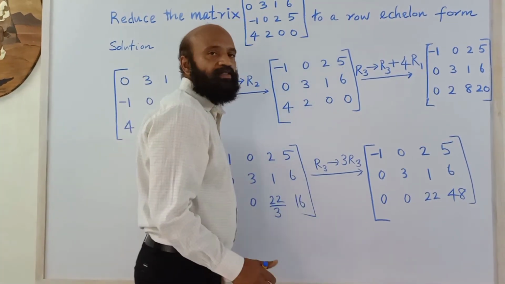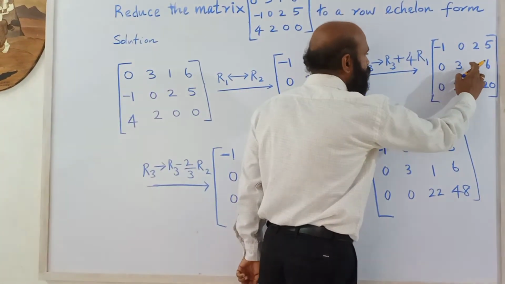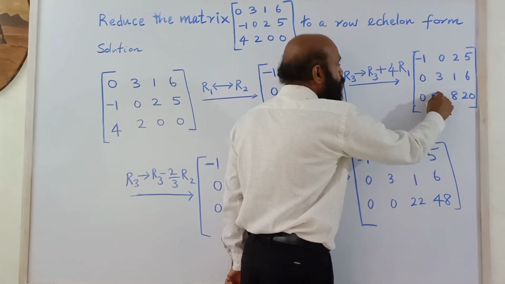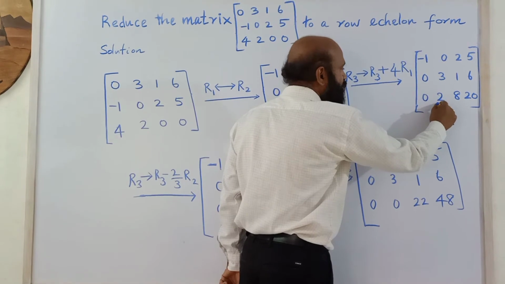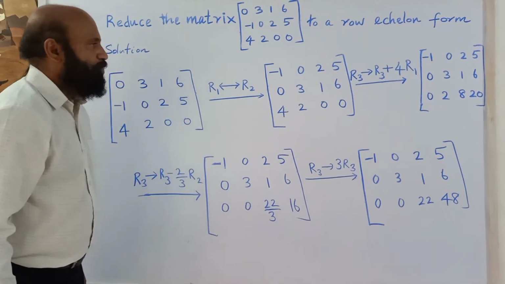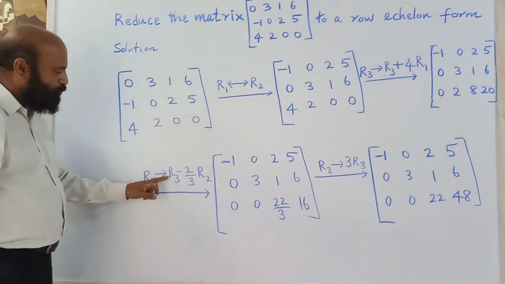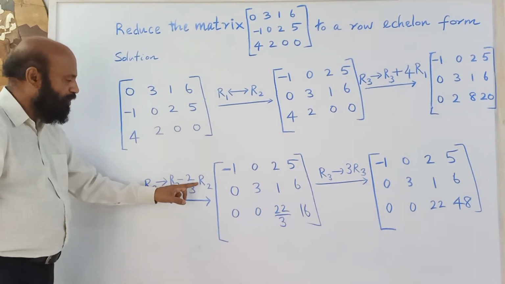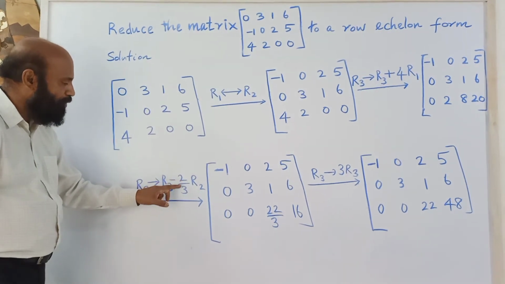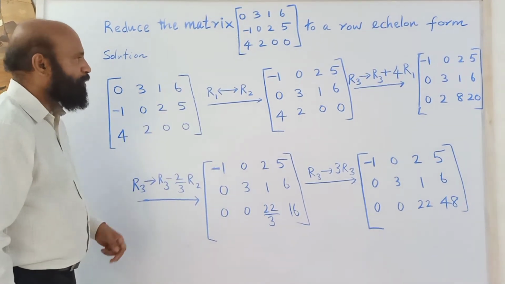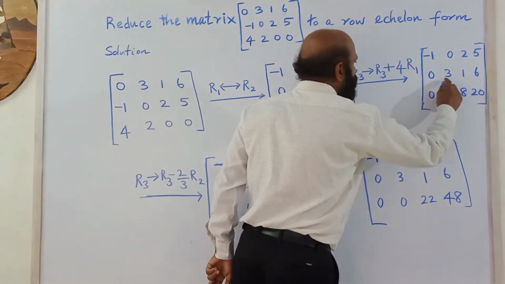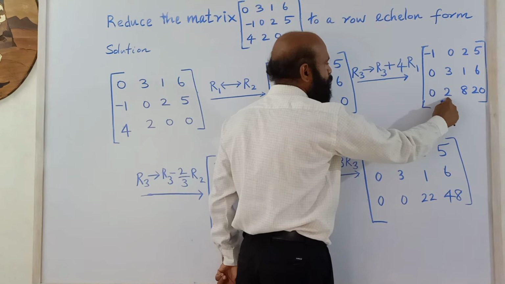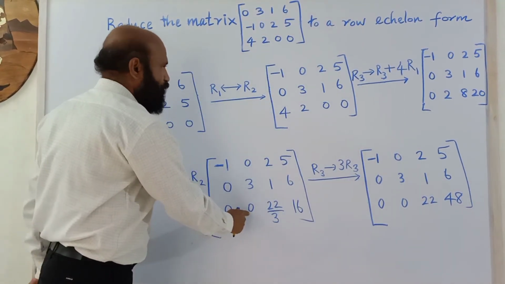Next, you inspect the second row. Here you can see a non-zero number. Then below that it should be 0. Next, our aim is to make it here 0. So we can use this elementary transformation. Third row, you subtract the second row after multiplying by 2 by 3. All the elements of second row you multiply by 2 by 3. This number you multiply by 2 by 3 and subtract from this 2. So you will get 0.